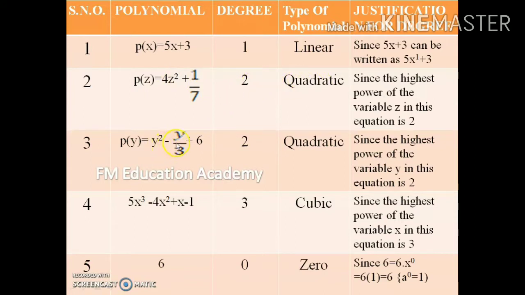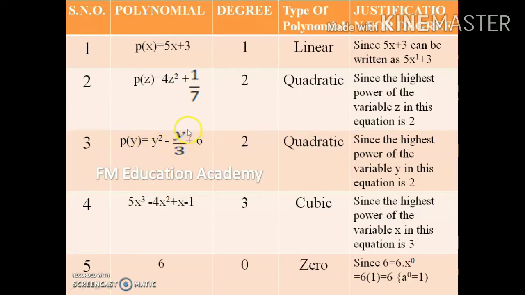Now in this equation, y squared minus y by 3 plus 6, here also the degree is 2, because of y squared. You may have a doubt about why it is a polynomial. But it is a polynomial because y by 3 means 1 by 3 into y. That is, 1 by 3 here is the coefficient of y. Coefficients can be fractions. What is my condition in polynomials? The power should not be a fraction, but the coefficient can be a fraction.